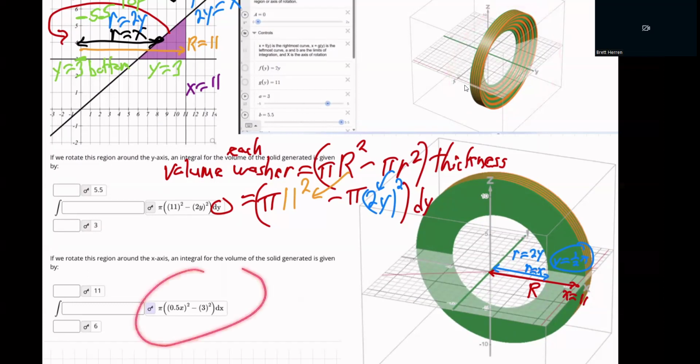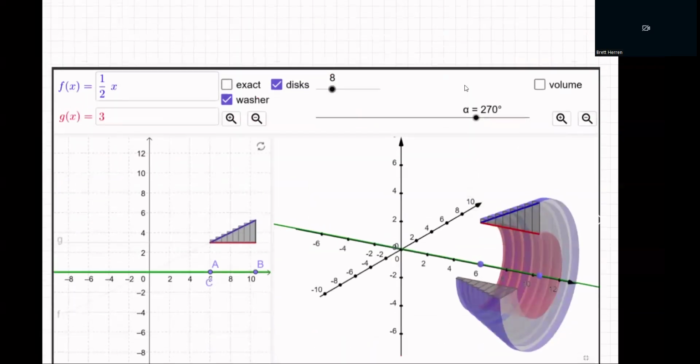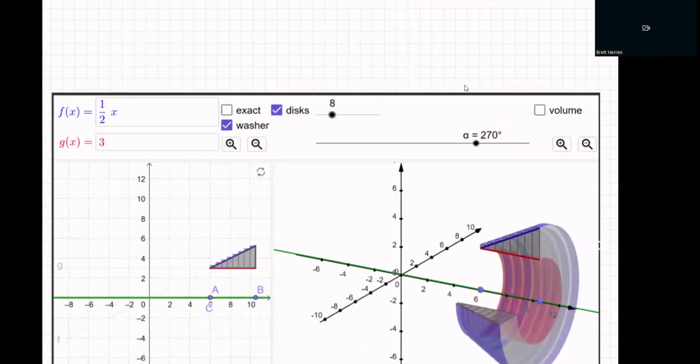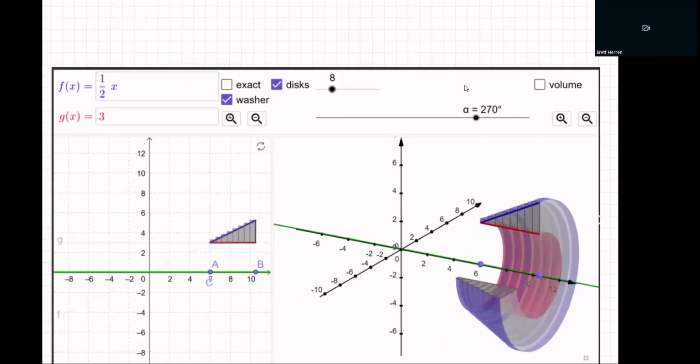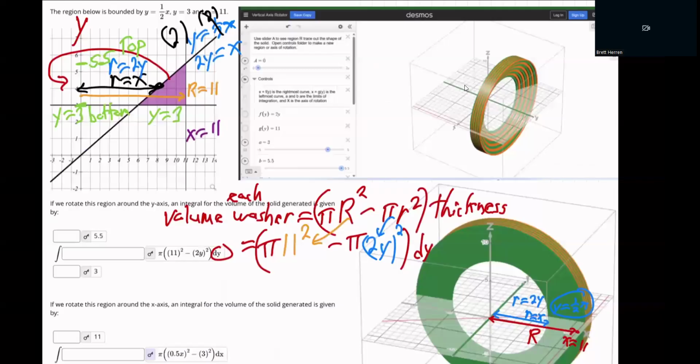Now, part 2, we're going to take that same region and rotate it the other way. Here's the region shown again for us. Let me write the equations again. The line on the top is y equals half x. This one on the right is x equals 11, and y equals 3.